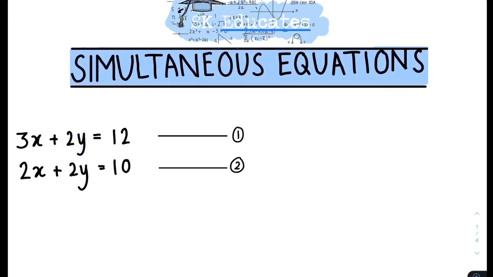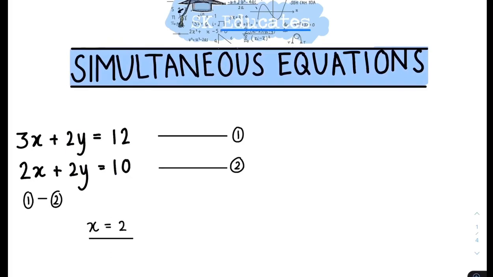We're going to do all of equation 1, subtract all of equation 2. 3x minus 2x gives you 1x, which is just x. 2y minus 2y gives you 0, so they cancel each other out, which is what we wanted. And then 12 minus 10 equals 2, so x equals 2.